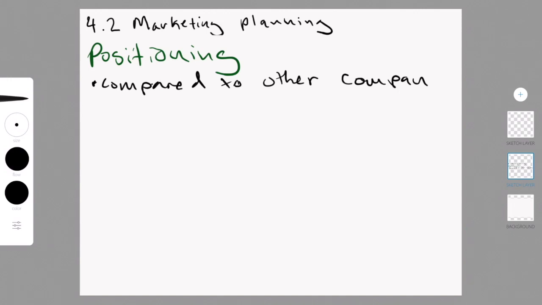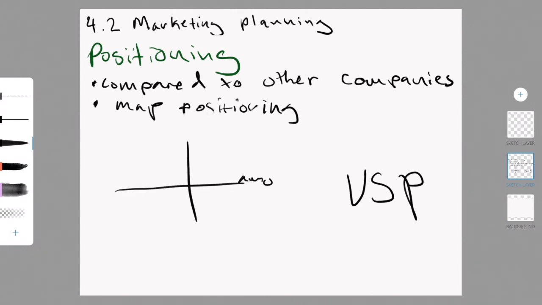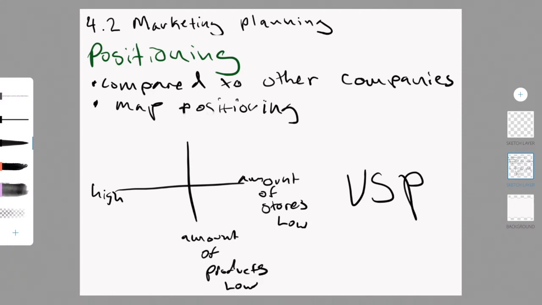You can do this by making a positioning map model. A positioning map model looks something like this. Where I've written high and low, it would be from high to low, but you would have to put a USP in, a unique selling point of your company, and then compare it to other companies. So let's say, for instance, you could take the amount of stores and the amount of products. Then you would put out the companies to where they are to see: are you at the top here? Are you the best? Is this really a unique selling point, or are you just basic, you know? That's what you use it for.